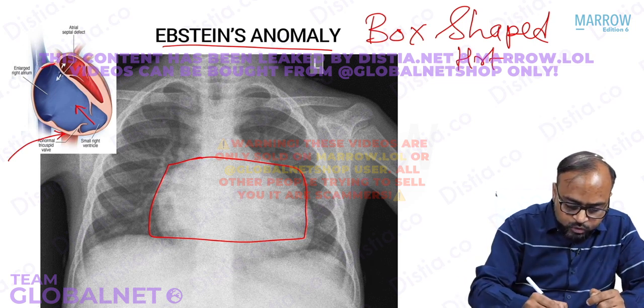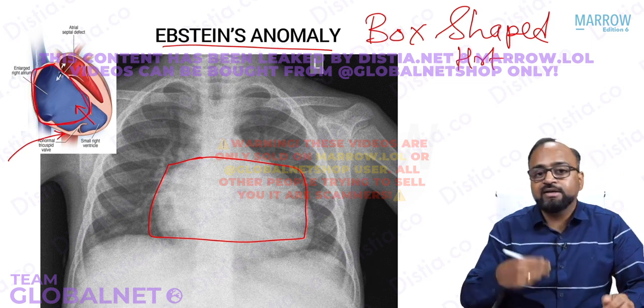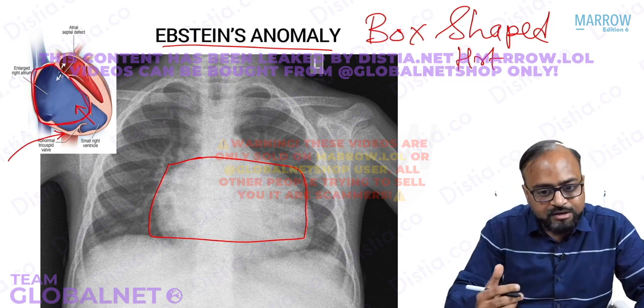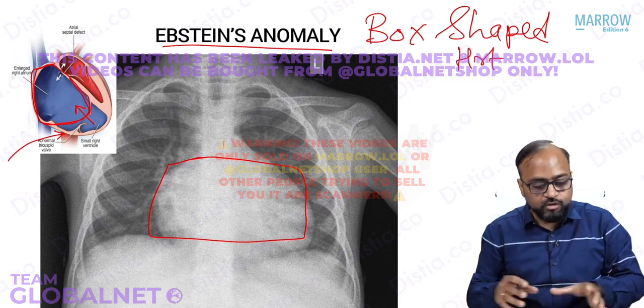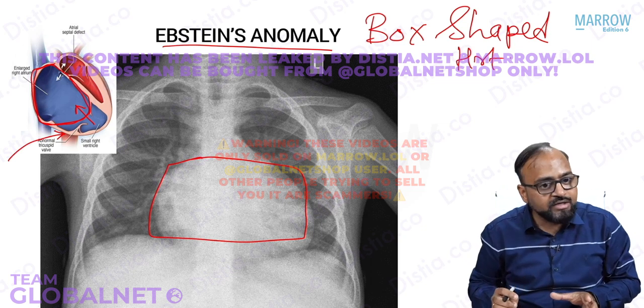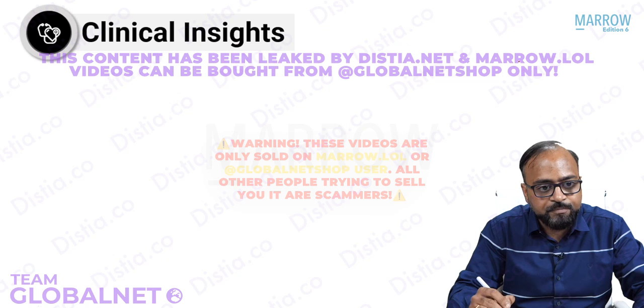So most of the ventricular cavity is actually converted into a big atrial cavity. That is called atrialization of the right ventricle. And that is what gives rise to a shelved appearance or a horizontal or a vertical box-like configuration of the heart. And this is what gives rise to Epstein's anomaly, box-shaped heart.